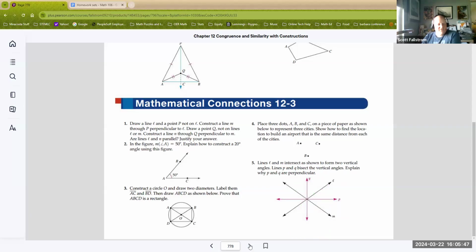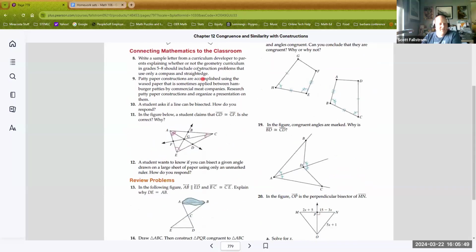Okay, let's jump to the next section, which I think was 10 through 12. And 10 through 12, yep, 10 through 12. Okay, a student asked if a line can be bisected. How do you respond? Can a line, be very careful, this does not say a segment. Can a line be bisected? In the figure below, a student claims that GD is congruent to GF. Is she correct?